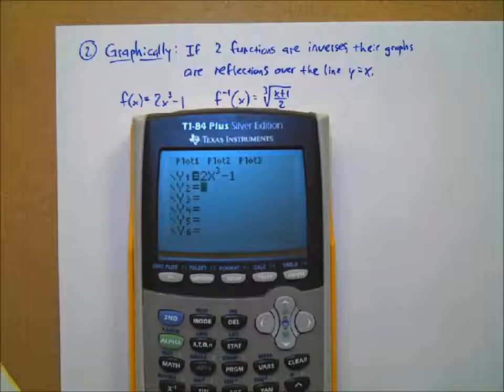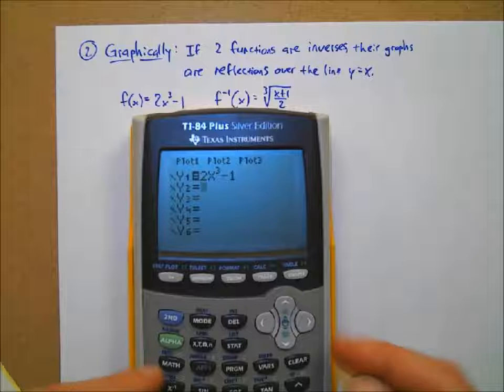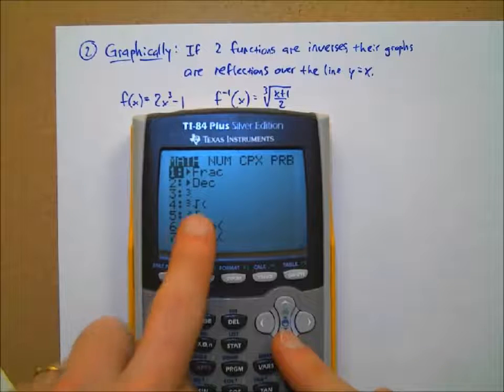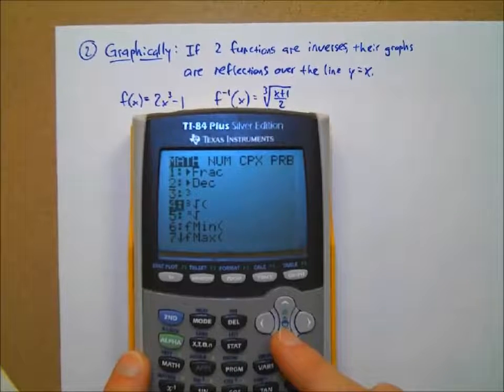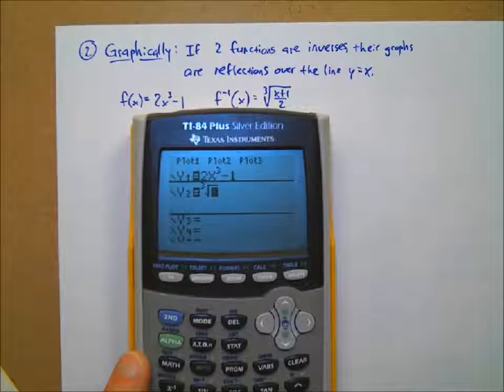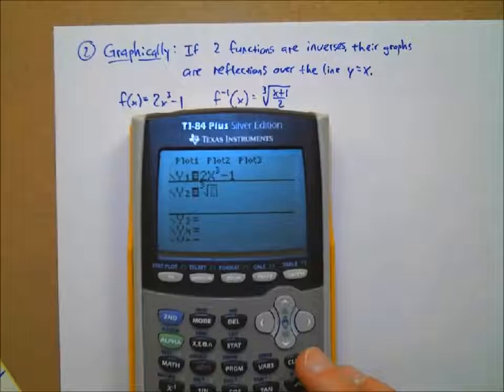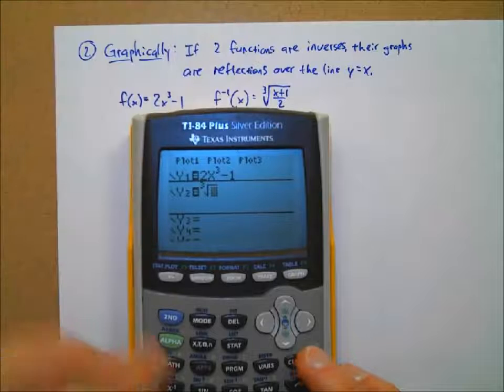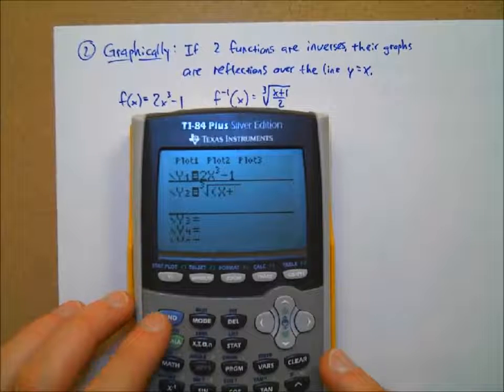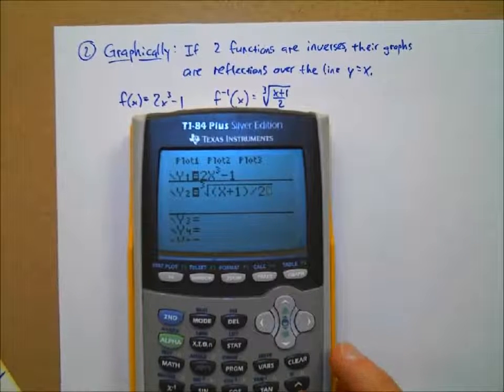Now, you can do cube root a couple different ways here. Maybe the most straightforward way is you press math. The cube root command is right there, number 4 in the math menu. And then again, when you type this in, be careful. Put parentheses around the numerator, because otherwise you might not get the right graph. You can put parentheses around the denominator. It's not necessary.